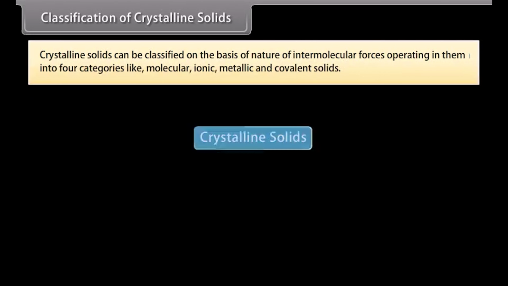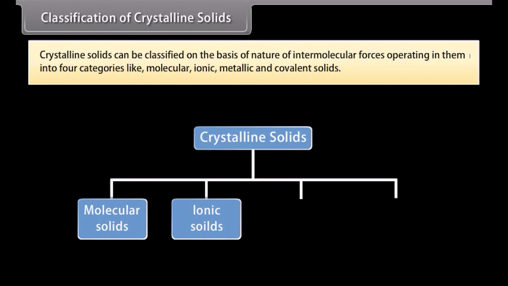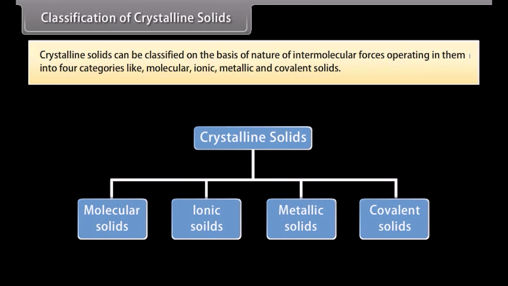Difference between crystalline and amorphous solids. Classification of crystalline solids. Crystalline solids can be classified on the basis of the nature of intermolecular forces operating in them into four categories: molecular, ionic, metallic, and covalent solids.